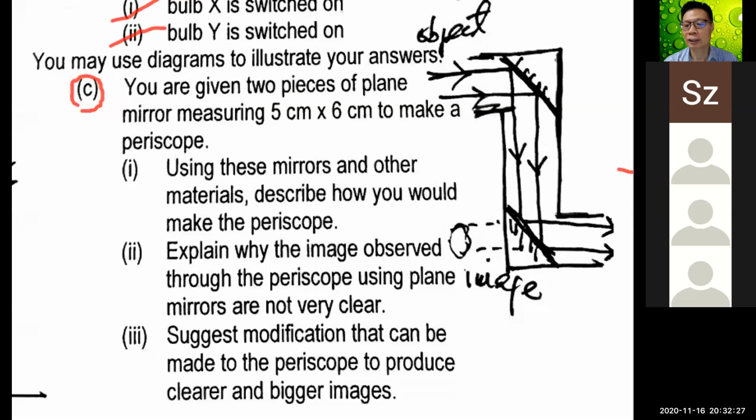Okay, finish or not? Shall we answer the question now? Part one is describe how you would make the periscope. You just explain how you make it now. So ready or not, everyone? Kylie, ready or not? Okay, come. We start answering part one. Part one, we just explain how to make it only. So you say like this.